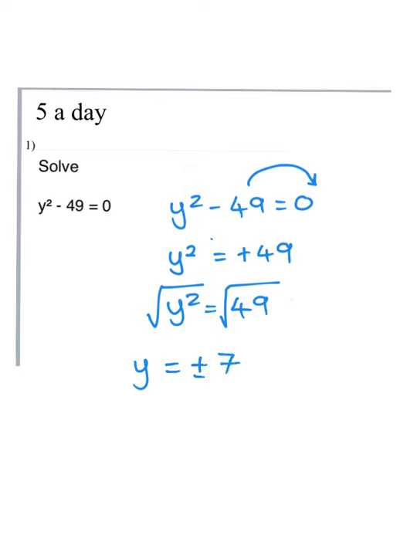Do not forget to put the plus and minus, because when you square root any number, it could give us two different numbers. For example, if I put minus 7 whole thing squared minus 49, that will also equal 0. And if I put 7 squared minus 49, that also equals 0. So there's two answers, plus 7 and minus 7.